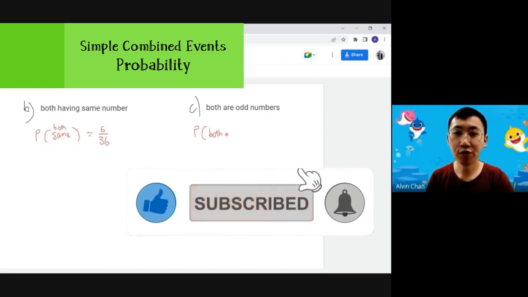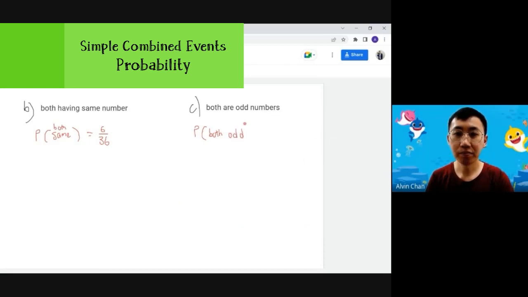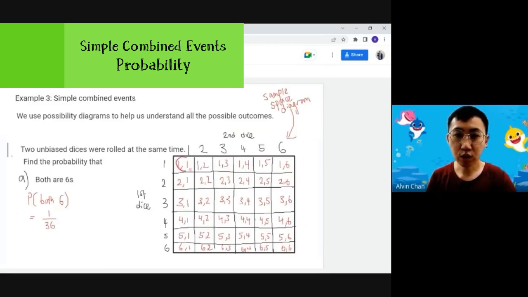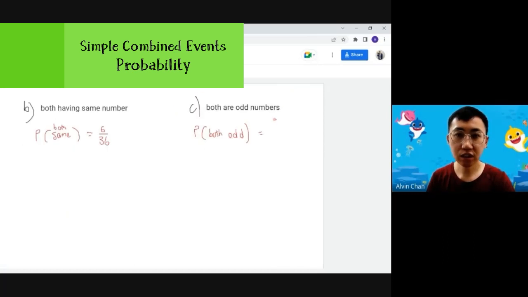P, both odd. Okay, I also need to count. 1, 1, so many. 2, 1, 3, 1, 5. So 3. Second row not possible. Third row 4, 5, 6. Okay, this row not possible. 7, 8, and 9. Okay, so I think we are looking at the same thing. 9 only out of 36. Correct. Without drawing that table, there is no way I can know.